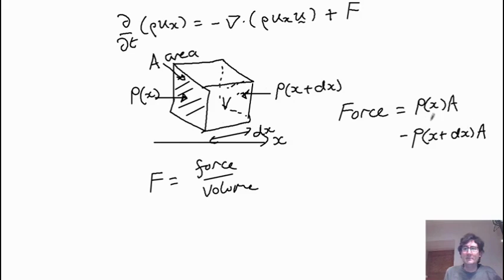So the force is this, the force on one side minus force on the other side. The volume of this box, if I write this down, so volume is just the area of this side, A, times this thickness, dx. It gives us the volume of the box. So it's just A times dx. So we can write down this expression for F appearing in here, which is essentially a force density, so it's the force per volume that's appearing here. So just like this is the momentum density, this here now is the force density, so it's force per volume.